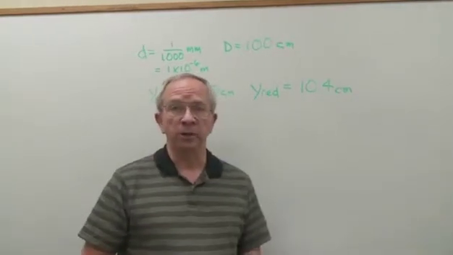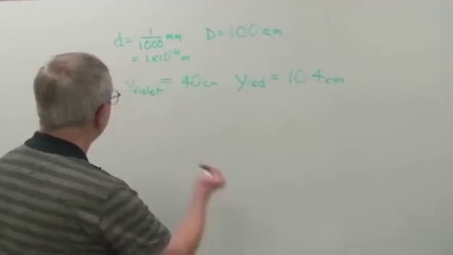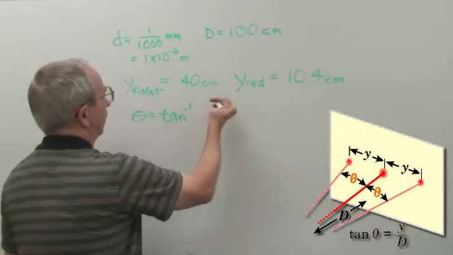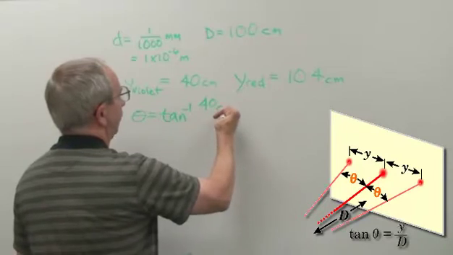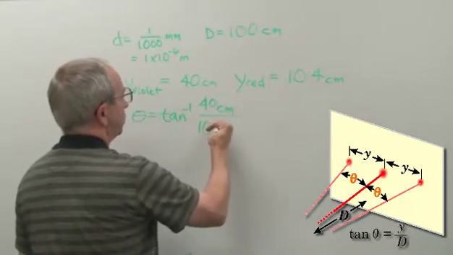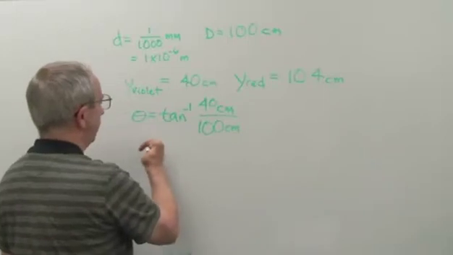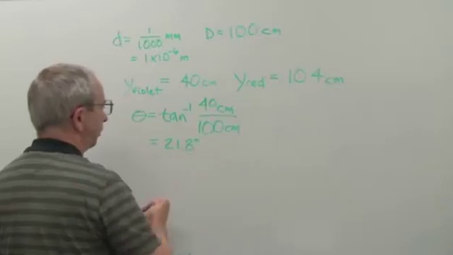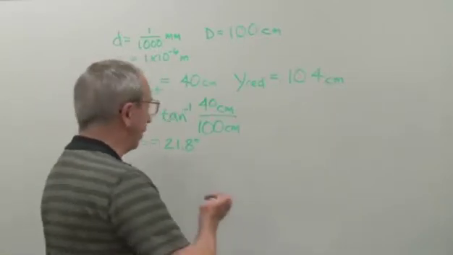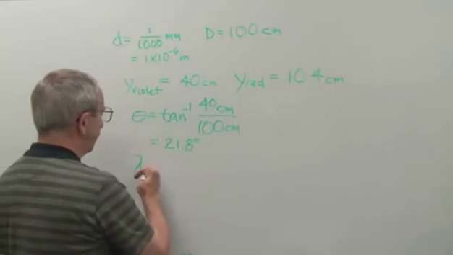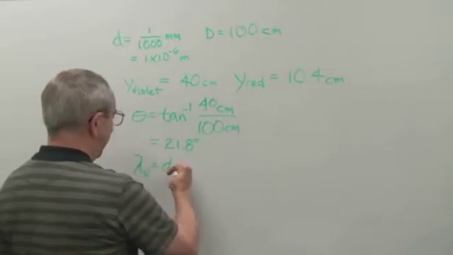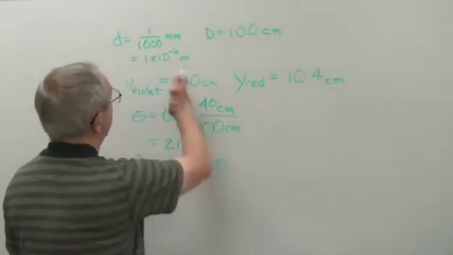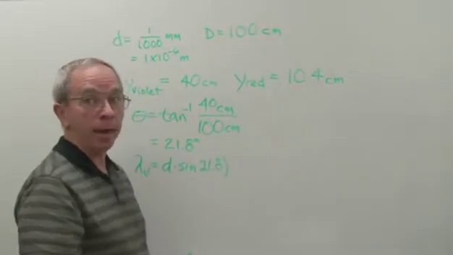Now we can use our diffraction formulas that we know to use, and start off we can calculate the angle, which is the inverse tangent of the y value. For the violet, that would be 40 centimeters divided by the distance to the screen, which is 100 centimeters. And if you do that calculation, you'll get a result of about 21.8 degrees. Then you can use that to calculate the wavelength. The wavelength for the violet end is going to be d times the sine of that angle. And d is 1 times 10 to the minus 6 meters, or about a micron.